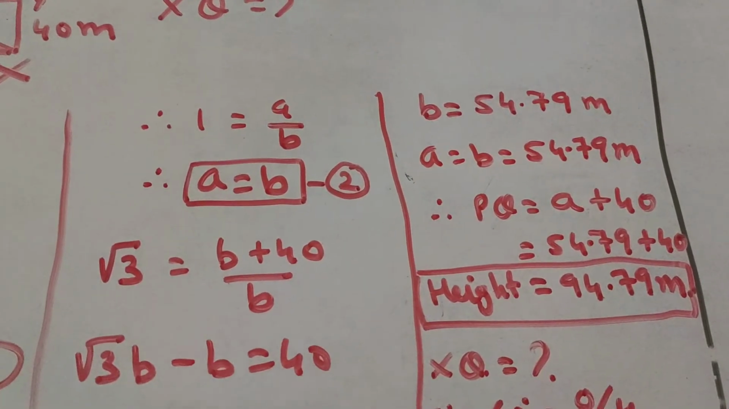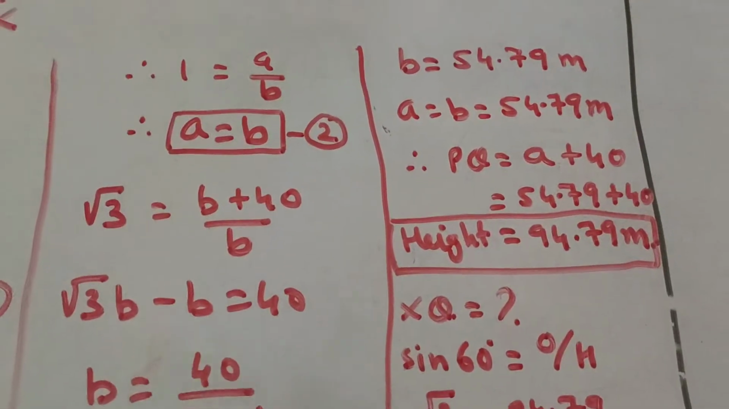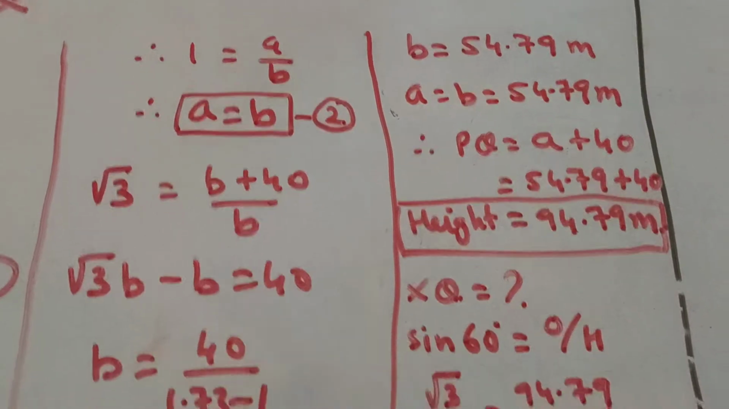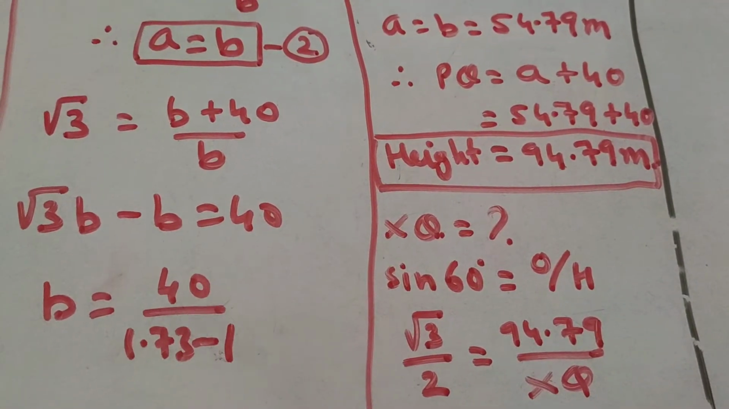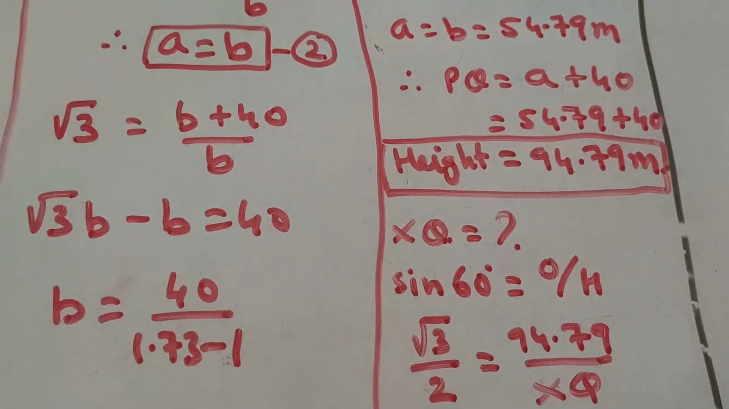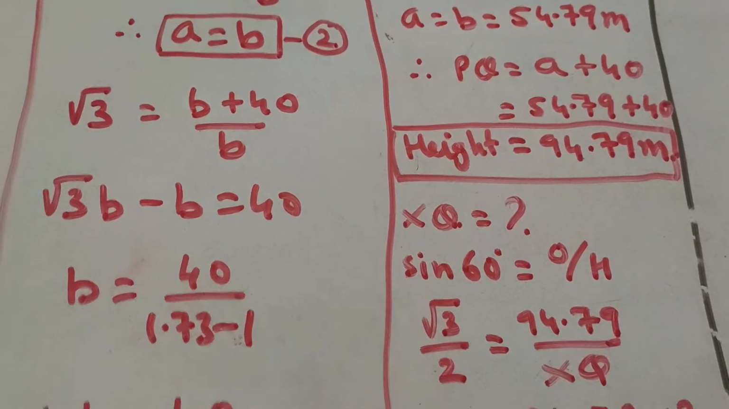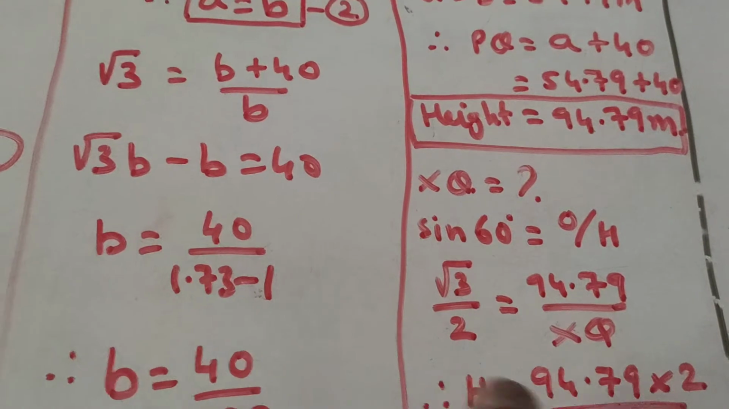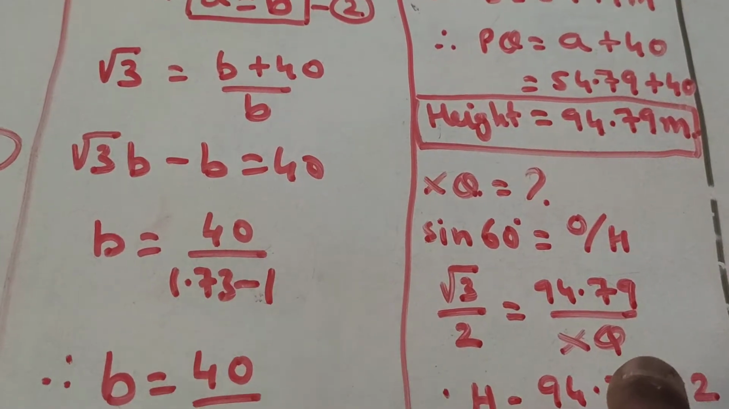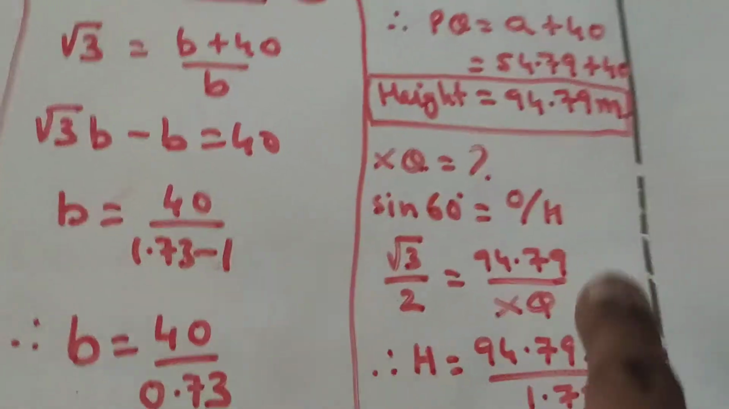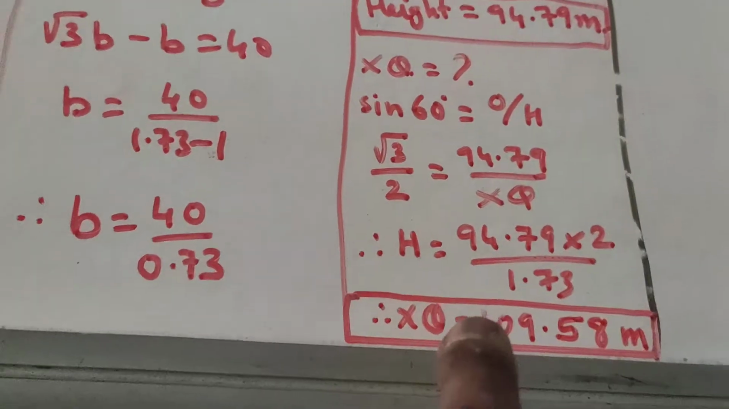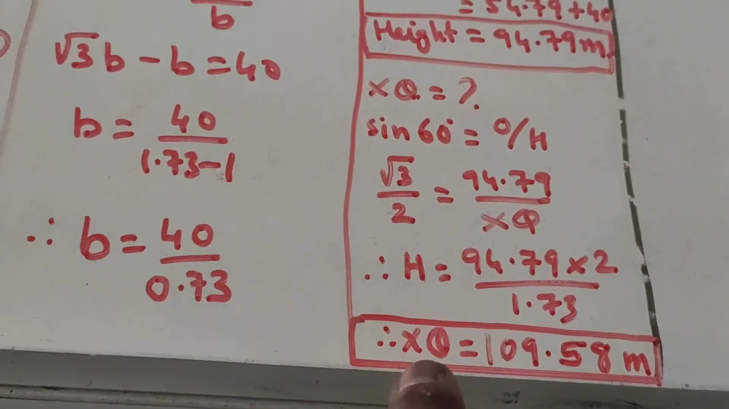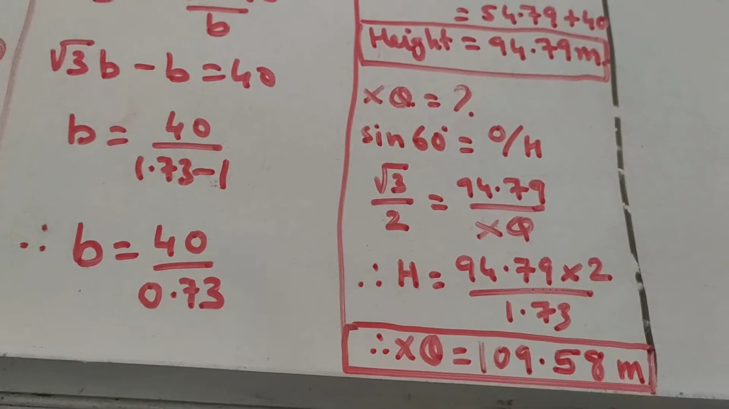We found the height of the tower. Now we have to find the hypotenuse XQ. If we take sin 60 equal to opposite upon hypotenuse and place the values, sin 60 means root 3 upon 2. Root 3 upon 2 is equal to 94.79 upon XQ. So XQ goes this side, root 3 goes to the denominator, and 2 multiplies with the numerator. So 94.79 multiplied by 2 upon 1.73. If we calculate that, we get XQ is equal to 109.58 meters.